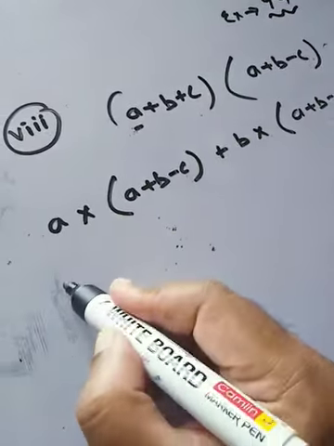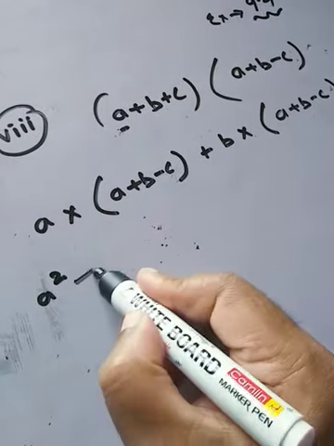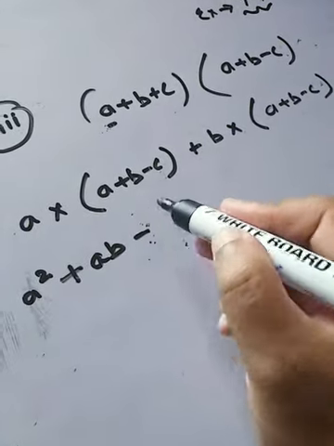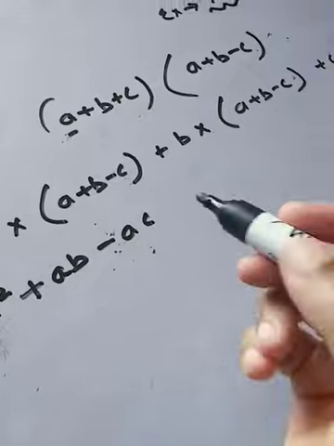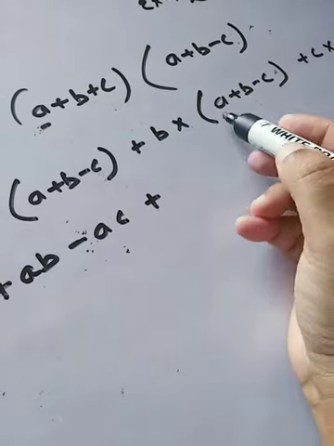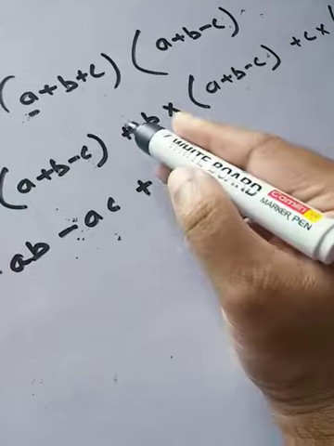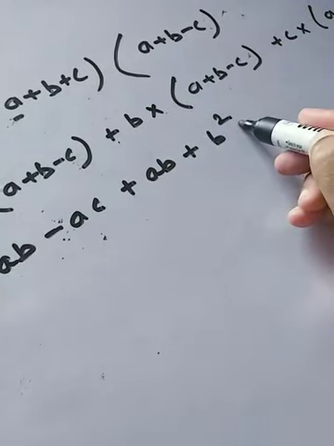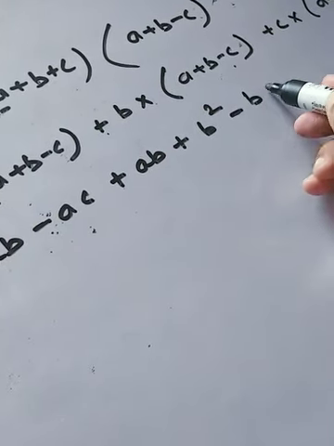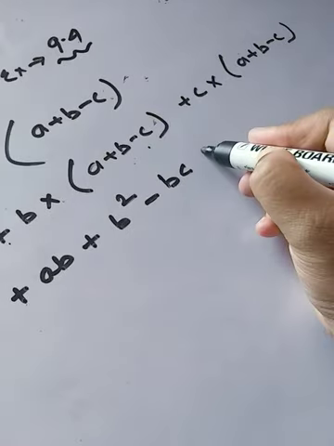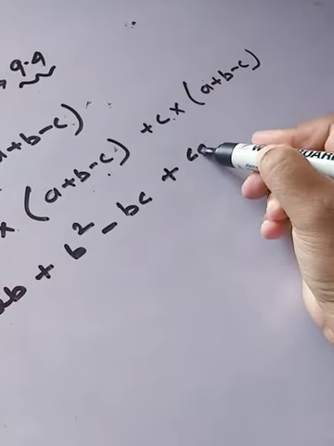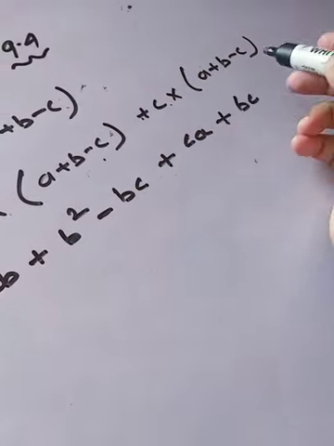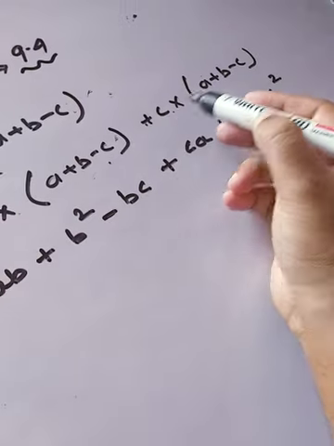Okay, now a into a square, plus plus is plus, a into b is what? ab. Plus minus is minus, a into c is what? ac. See, so simple. Now again you will do the same thing with b also. b into a, ab, plus plus plus, b into b, b square, plus minus minus, b into c, bc. See, so simple. Again c into a, ca, plus plus plus, c into b, bc, plus minus minus, c square, c into c, c square.